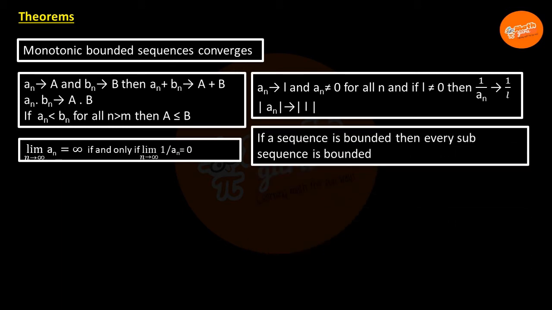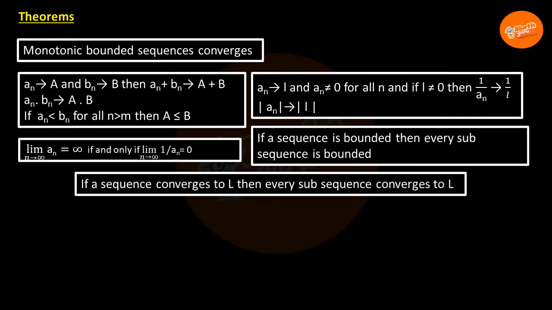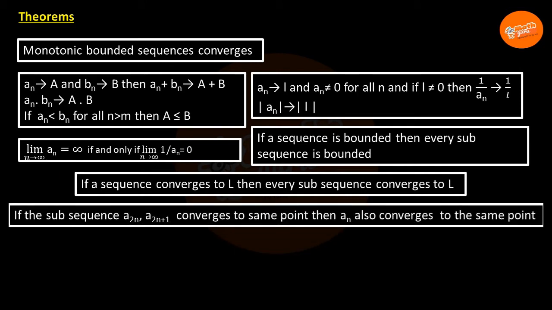If a sequence is bounded, then every subsequence of it is bounded. If a sequence converges to L, then every subsequence converges to L. If the subsequences a_2n and a_2n plus 1 converge to the same point, that is, the sequence of terms of even numbers and the sequence of terms of odd numbers converge to the same point, then the sequence is also converging to the same point.